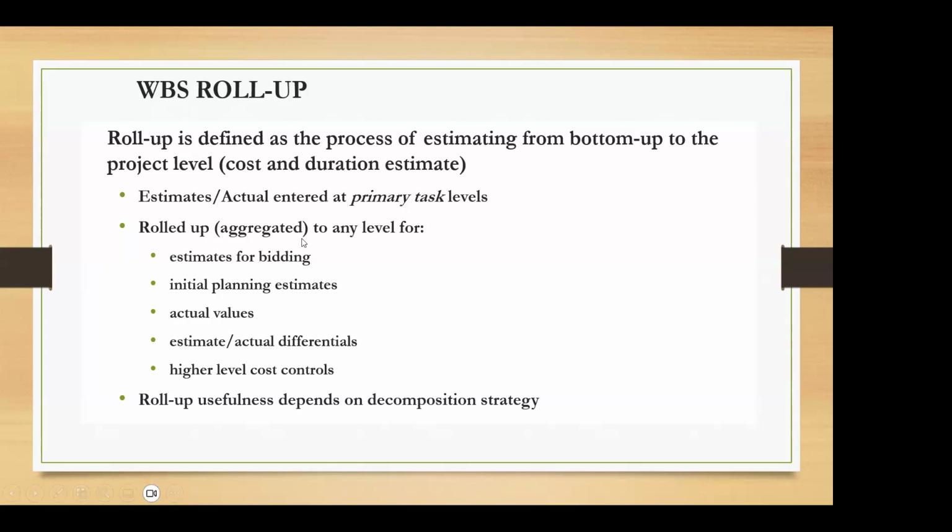You will have estimates for bidding, initial planning estimates, the actual values, estimate versus actual differentials, and high-level cost controls, right? And then the roll up is useful when you have a decomposition strategy, when you are depending on the decomposition strategy.